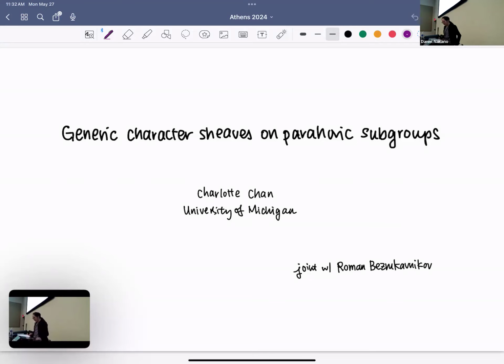So today I want to tell you about a new theory of character sheaves on parahoric subgroups. And these parahoric subgroups are things that we saw already in Arun's talk. These were the Ks, sometimes they look like GLN of O, but sometimes they look like block diagonal mod T, if you will.